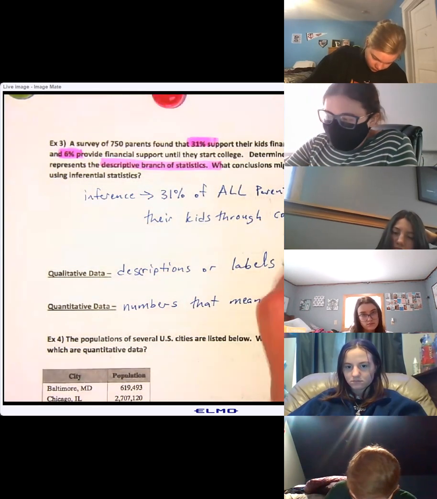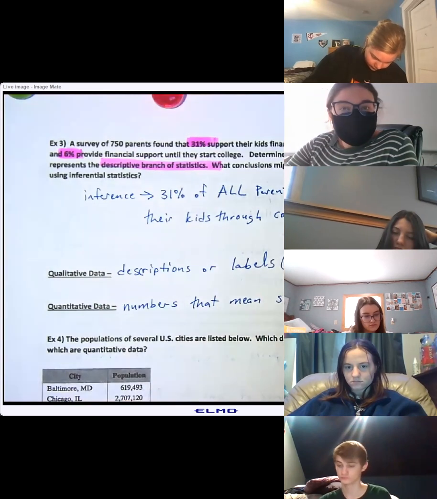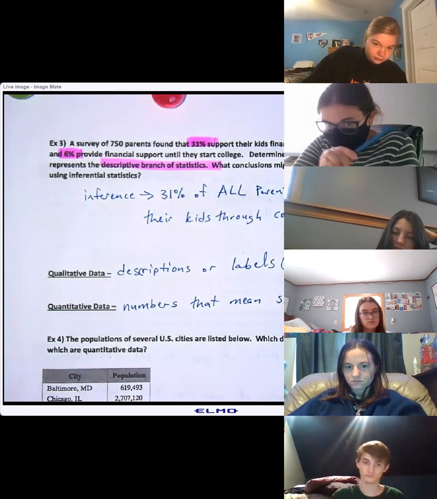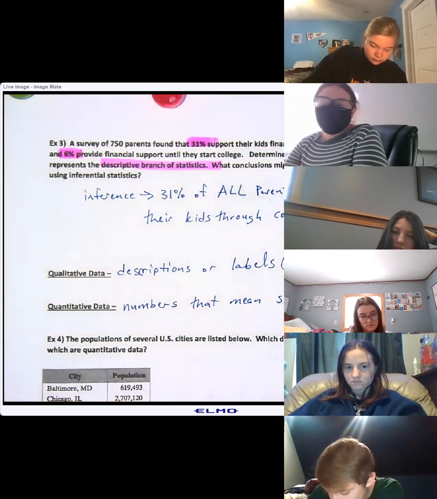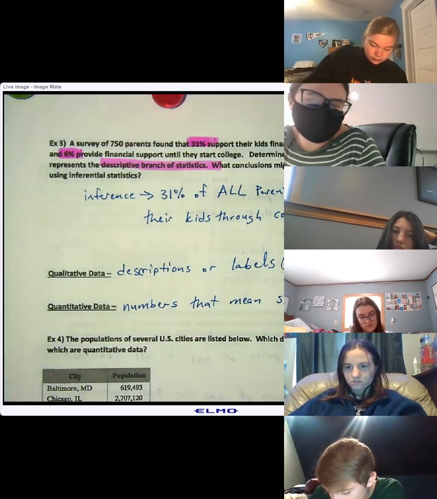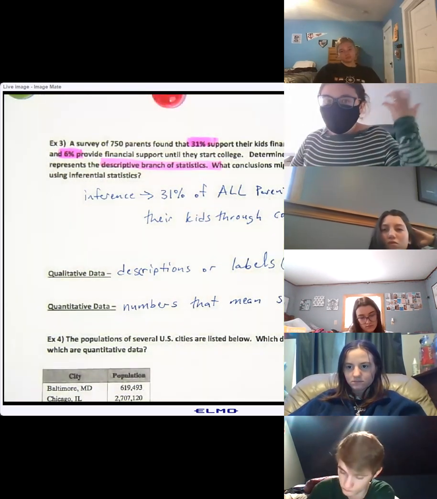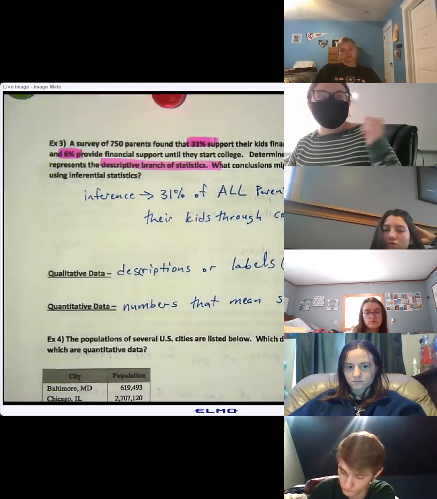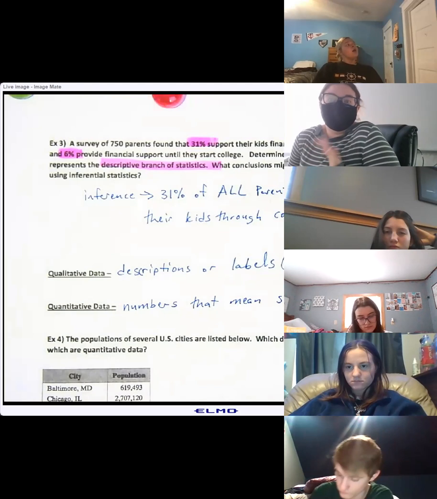There are some numbers in labels. Can somebody think of a number that could be a label, besides a phone number, which is what Megan just said? Anybody think of a different one? Like if I said I was 5'2½", that is quantitative. You can tell something about me because of that, like how tall I am, right?